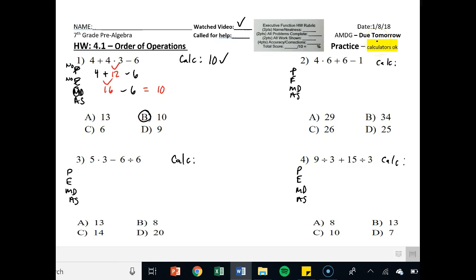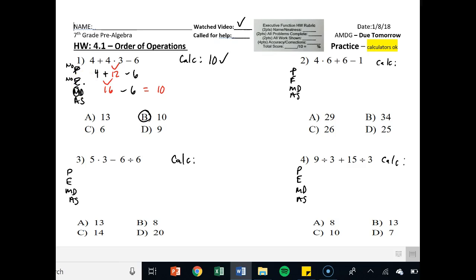Student model calculators are okay, but you still need to show all work. So take a look at number 1. This is how you show all work, right? You go down PEMDAS, you say what you do have, what you don't have. Circle the first letter of what you're actually going to do first. So in this case, I circled M for multiplication. That was the first step.